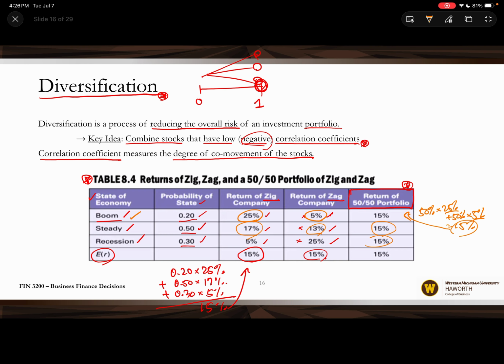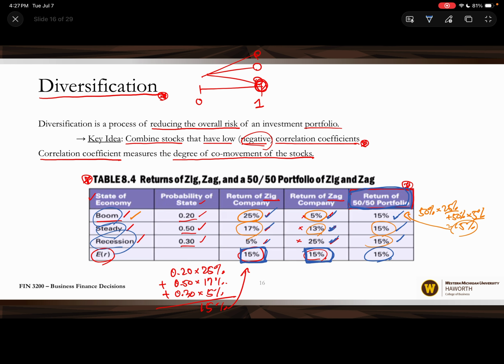So what's most interesting is this. I hope you're following. Both securities have an expected return of 15%, right? But there is some volatility. So the returns of these individual securities are volatile. There's some uncertainty. But if you form a portfolio of those two stocks, you'll get a 15% return in every single possible state.